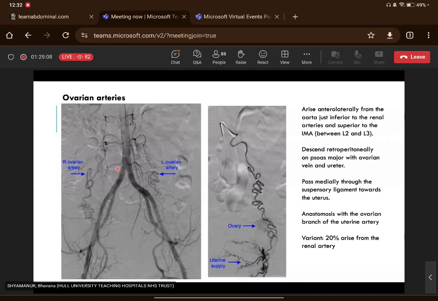The ovarian arteries arise anterolaterally from the aorta, just inferior to the renal arteries but above the IMA, so probably between the levels of L2 and L3. They descend retroperitoneally with the ovarian vein and the ureter, pass through the suspensory ligament, which is part of the broad ligament, and continue towards the uterus. You can see in this image the branches from the ovarian artery supplying the ovary, and you can see them continue to anastomose with the uterine supply as well.